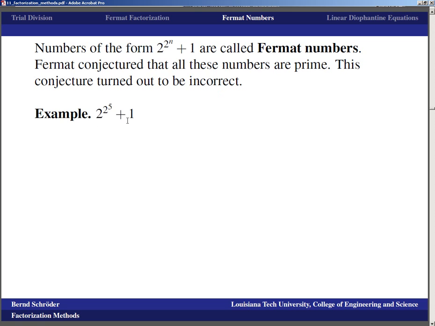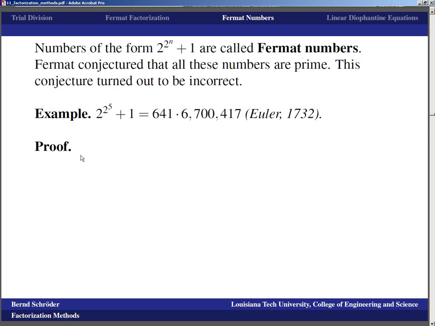2 to the 2 to the 5th plus 1 is equal to 641 times 6,700,417. That was observed by Euler in 1732, so way before there were computers that could do this kind of stuff. Not quite sure how Euler figured it out, but Euler was famous for being extremely good with numbers in his head, and I wouldn't put it past Euler to even have found the factor 641 by direct checking.